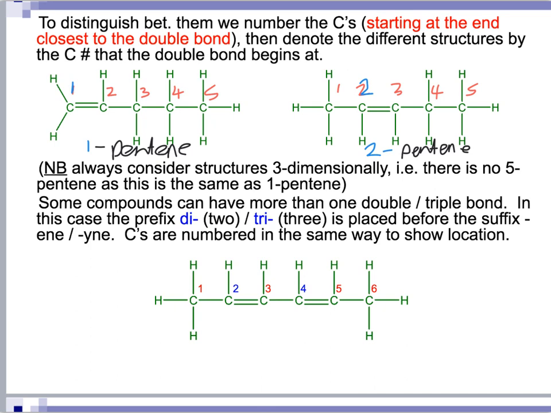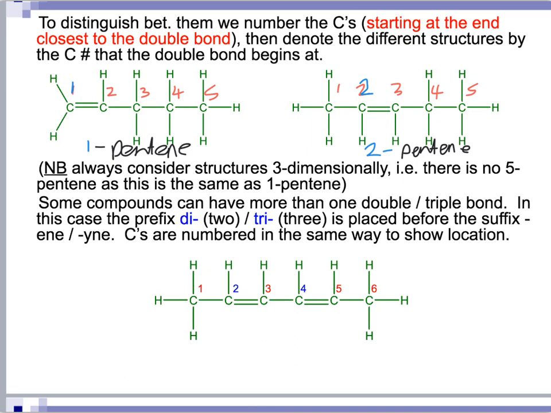So really pretty straightforward. It's the same name that you would expect, pentene, because of 5 carbons with a double bond, and the 1 and the 2 just tell me where that double bond begins. Remember, we always have to think about things in 3 dimensions, so we wouldn't have a 3-pentene because we could just flip that around and it would be the same as 2-pentene. A 4-pentene or a 5-pentene, flip that around, it would be the same as 1-pentene.